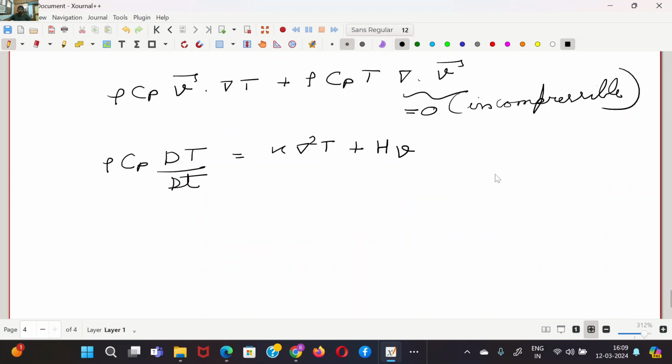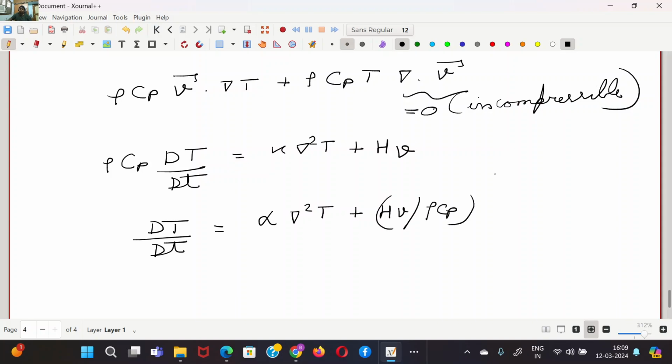Divide both sides by rho Cp. So we'll get capital DT by Dt is equal to k by rho Cp, which is nothing but alpha, del square T plus H v by rho Cp. Fine. This we already saw earlier. Alpha is k by rho Cp, the thermal diffusivity.